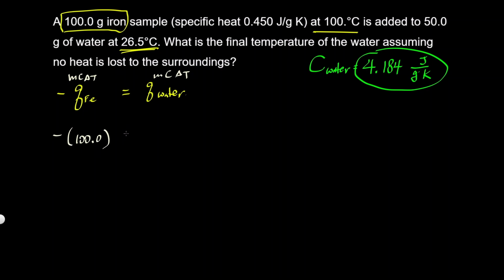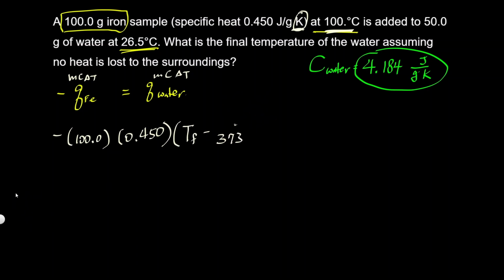Okay, and then specific heat is 0.450. But make sure that this is in K, so you have to change the temperature into kelvins as well. So that's the specific heat. Temperature, T final, we don't know. They're going to reach the exact same T final because they're going to reach thermal equilibrium there. So T final minus, you have to change that to kelvins, because this is in kelvins. So 100 plus 273, I'm just going to use 273 plus 100 here. So it's going to be 373 kelvins.